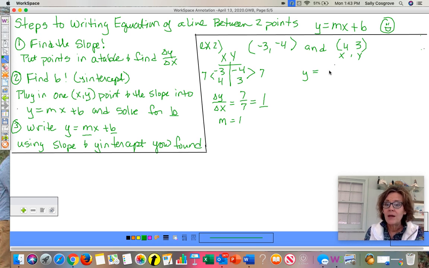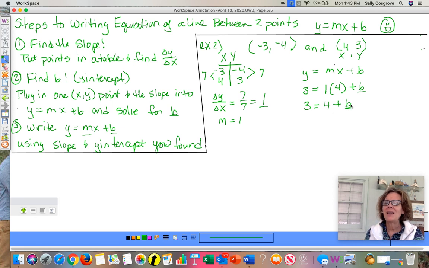So here we go, y equals mx plus b. We're going to plug in this y, 3 equals m. We just found that m is 1, so 1. X, we're going to plug in this x because this is the point we're using, plus b. We don't know who b is, okay? But we're fixing to find out. Let's simplify right here. 1 times 4 is 4. So we have 3 equals 4 plus b.